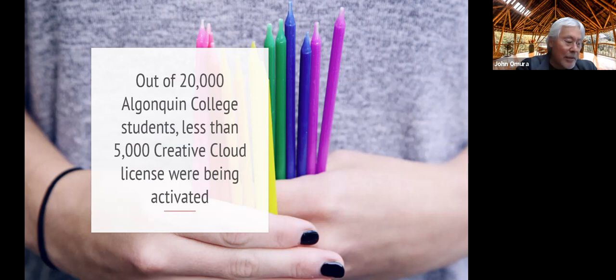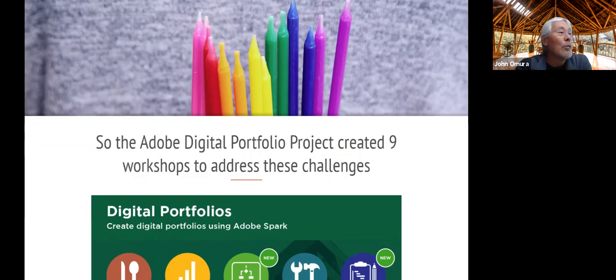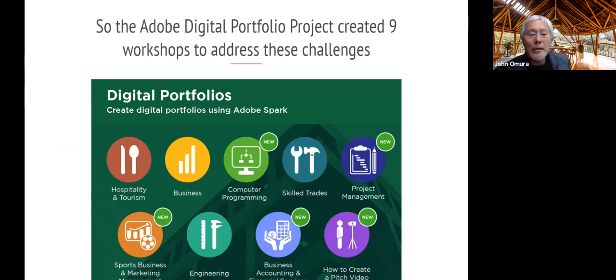And really it showed up because at the outset of this project, there were fewer than 5,000 students who had activated their Creative Cloud licenses. As you folks probably know, the college has pre-purchased the potential for every student and every faculty member and staff member to have a Creative Cloud license. So that's north of 20,000, just counting students. But at the end of last year, there were less than 5,000 that were being used. So that's an issue. We're really underutilizing that resource. So we set out to create 9 workshops to try and get more students knowledgeable of how to use these tools and really how to put together a beautiful, visually compelling portfolio of their talents and experiences.